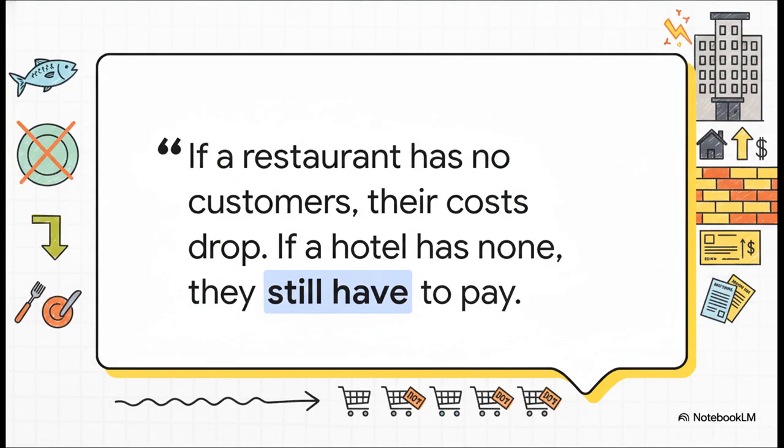And that quote really gets to the heart of it. If nobody shows up for dinner, the restaurant manager just doesn't buy fish for the next day. Their costs drop like a rock. They have incredible tactical flexibility. But the hotel manager? They can't just call the bank and say, hey, not going to pay the mortgage this month, nobody's here. This is why hotels have to be so aggressive with their pricing in the off-season. They are desperate for any cash flow to help feed that relentless beast of fixed costs.